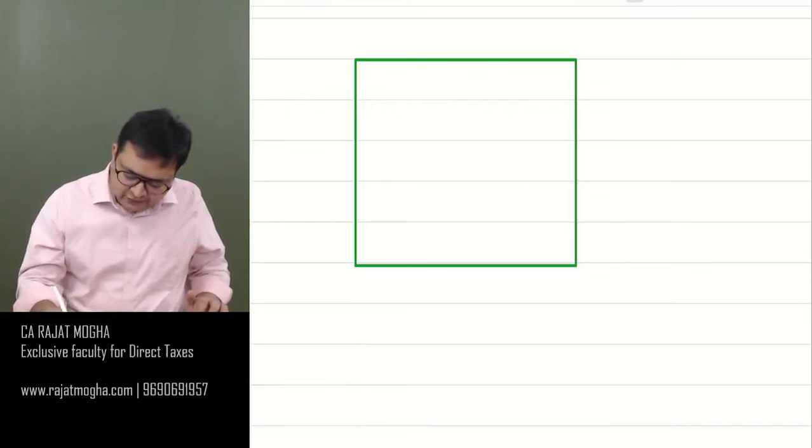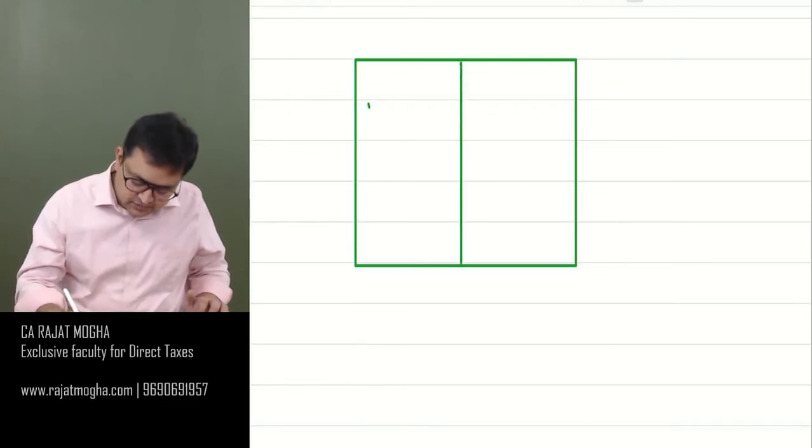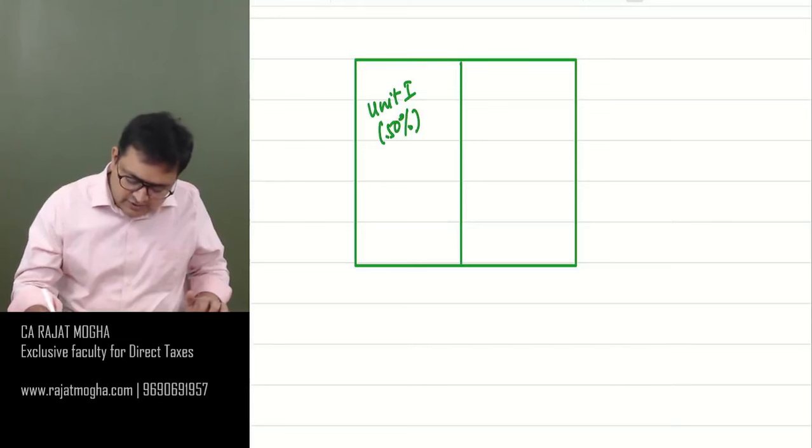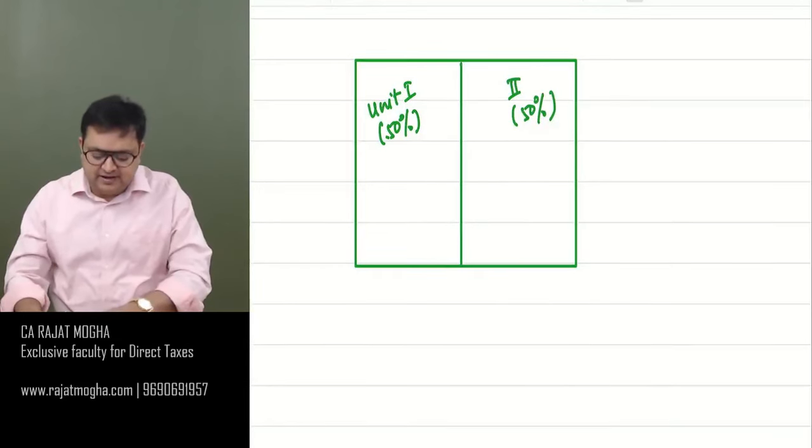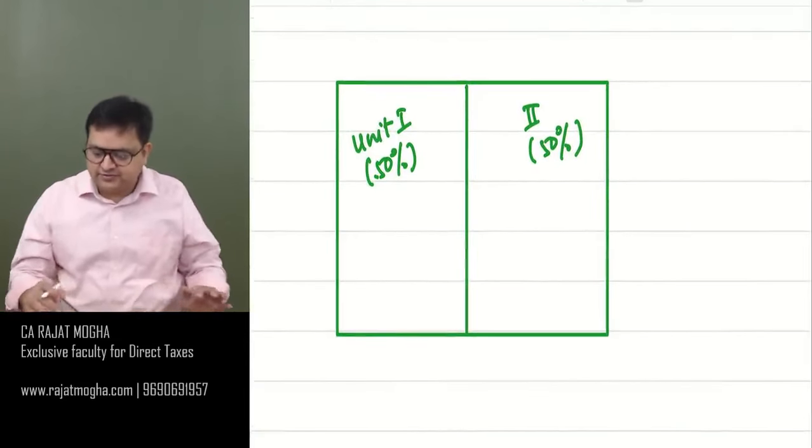You are not required to make it. Just understand this. So he has unit 1. They are saying unit 1 is 50% floor area, and unit 2 is also 50% floor area. Okay. It's a big house.